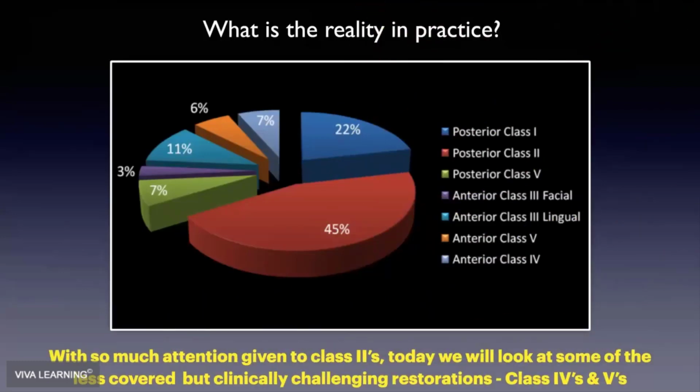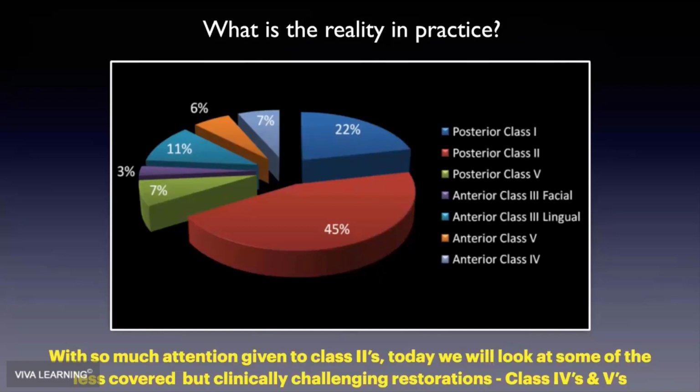We'll specifically give some time to class 4s and 5s, because those tend to be restorations that, if we don't do everything right and don't have the highest bond strengths, they tend to have more premature failure, lead to more redos and more inefficiencies in practice.